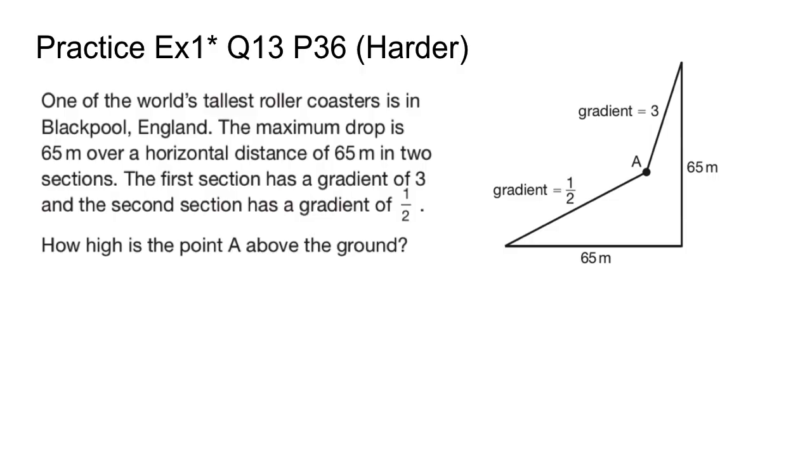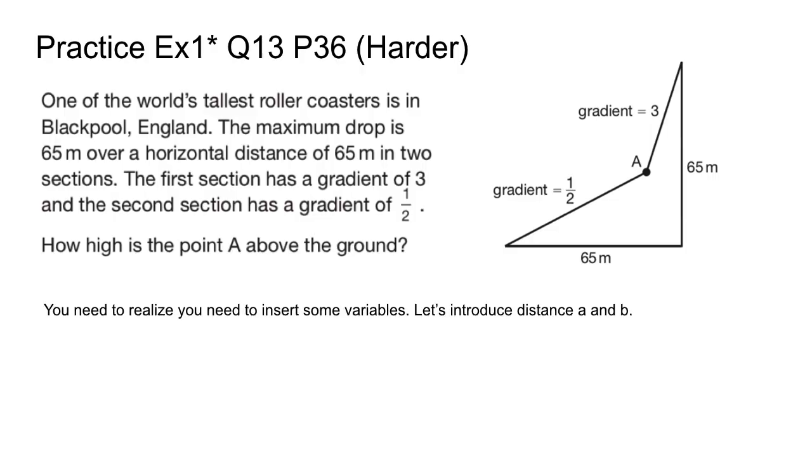65 meters, meaning that is actually the vertical distance from the top, over a horizontal distance of 65 meters in 2 sections. The first section has a gradient of 3, and the second section has a gradient of a half. How high is the point A above the ground?